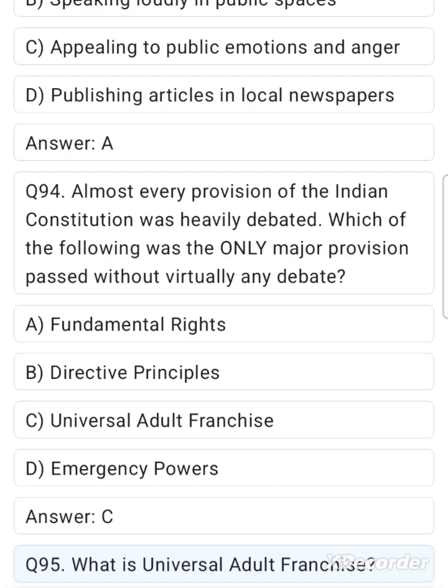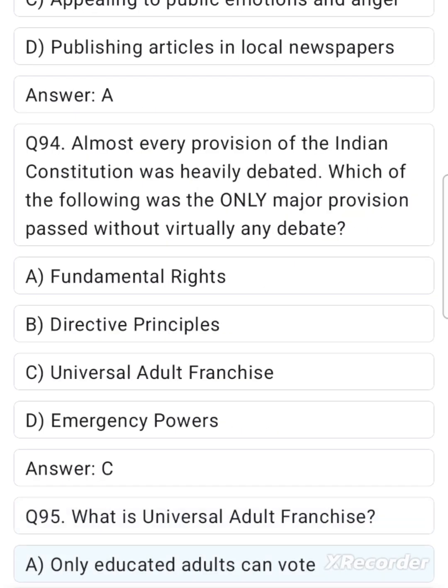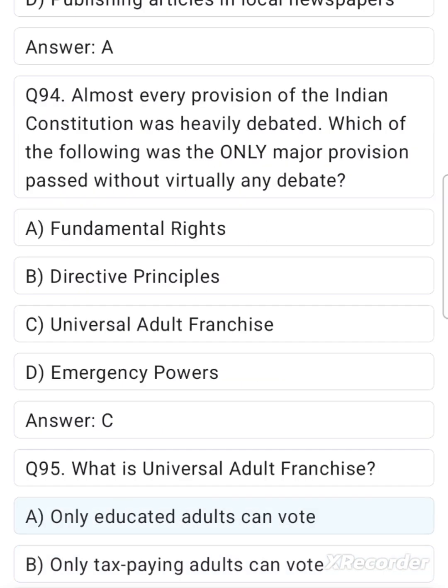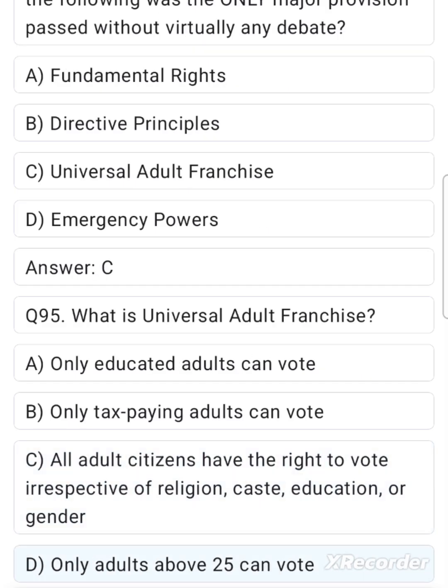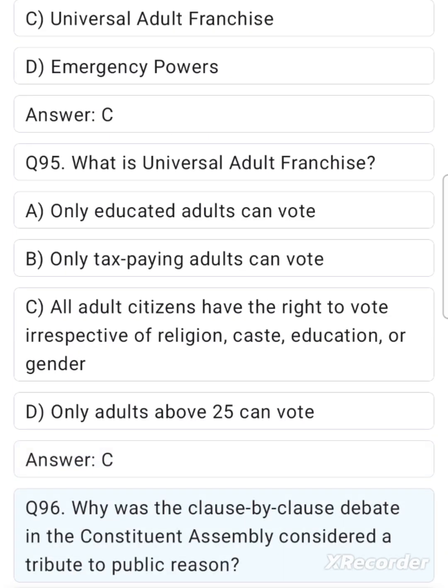Q95. What is universal adult franchise? A. Only educated adults can vote. B. Only tax-paying adults can vote. C. All adult citizens have the right to vote irrespective of religion, caste, education, or gender. D. Only adults above 25 can vote. Answer C.